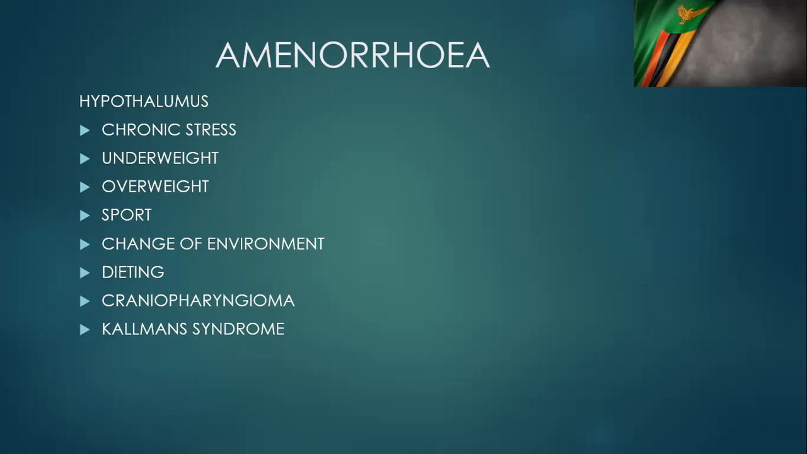Being overweight is stress on the body. Being underweight is stress on the body. Chronic illness, sport, change of environment, dieting, that is stress on the body. All these things can, on the hypothalamus, cause amenorrhea. And this amenorrhea is from the hypothalamus.